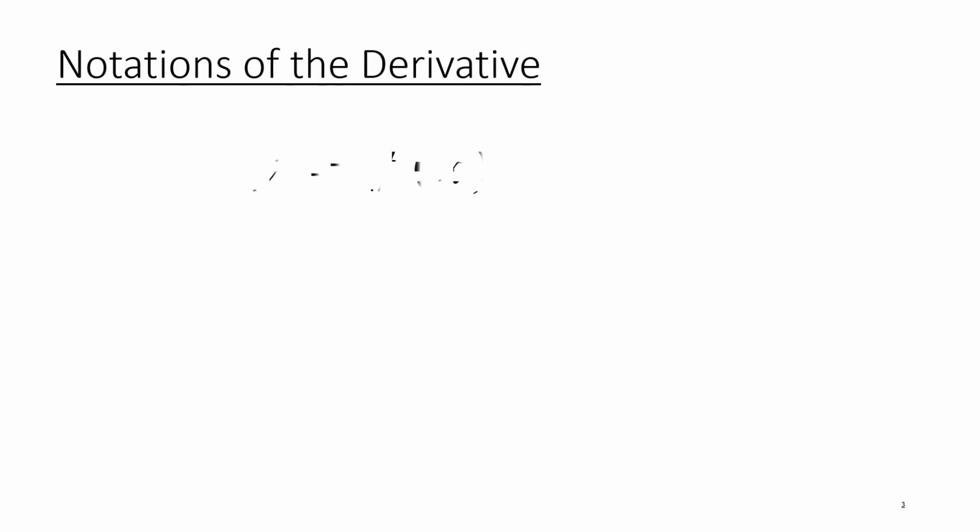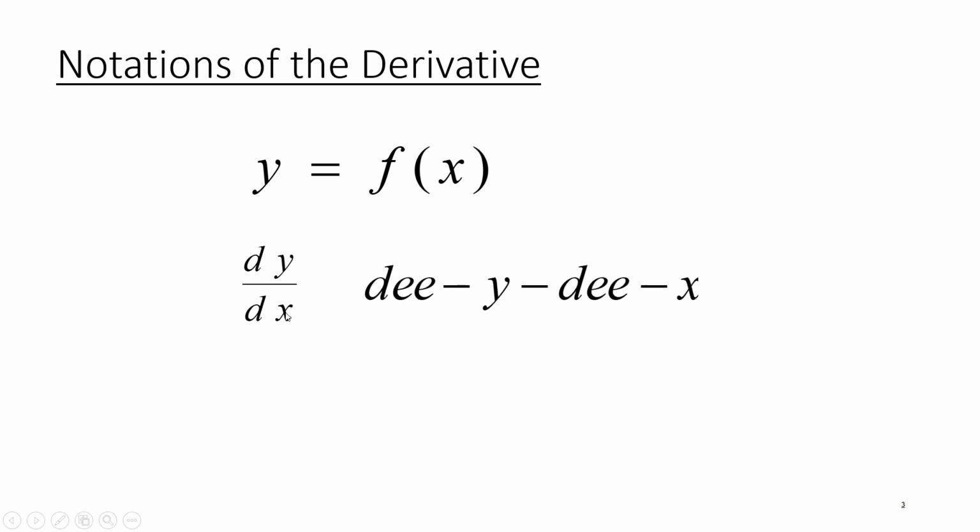Now some of the notations that we are going to use: when we have a function y is equal to f of x, we say we're going to find dy over dx. That means we are differentiating the y function with respect to x. So if we have a function of y in terms of x, this is how we denote differentiating y with respect to x. And in simple language, this is how we read it: dy by dx.